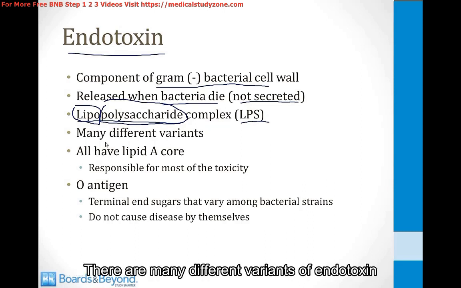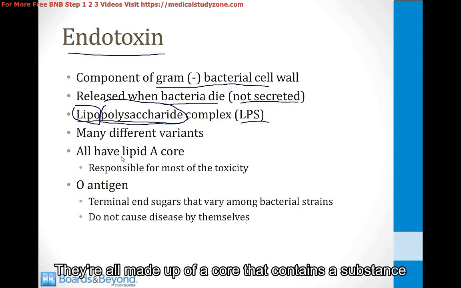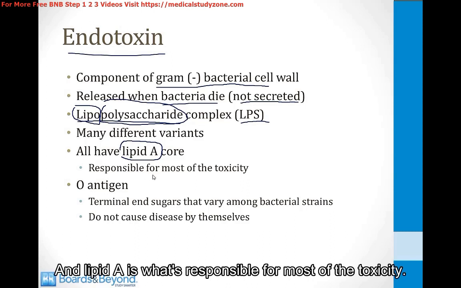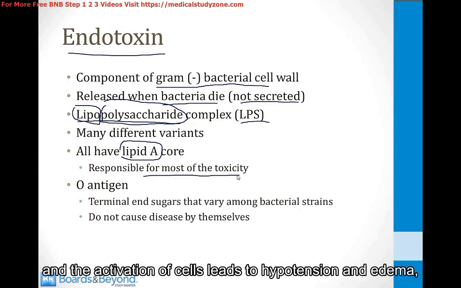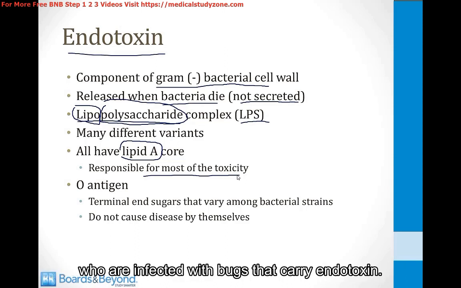There are many different variants of endotoxin found in different gram-negative bacteria, but they all share some common features. They're all made up of a core that contains a substance called lipid A, and lipid A is what's responsible for most of the toxicity. It triggers the immune system, and the secretion of cytokines and the activation of cells leads to hypotension and edema and lots of the illness features of patients who are infected with bugs that carry endotoxin.